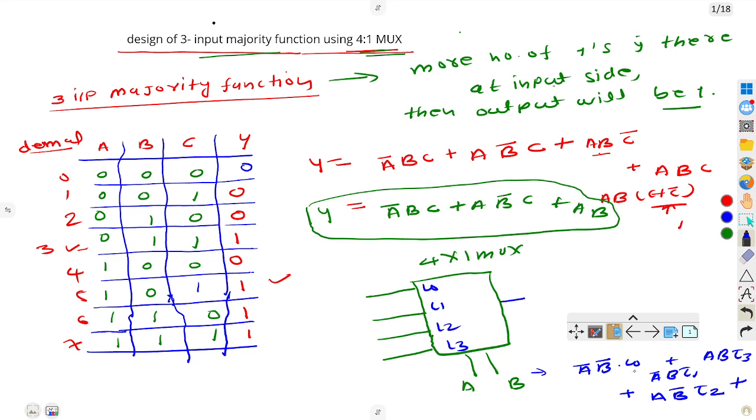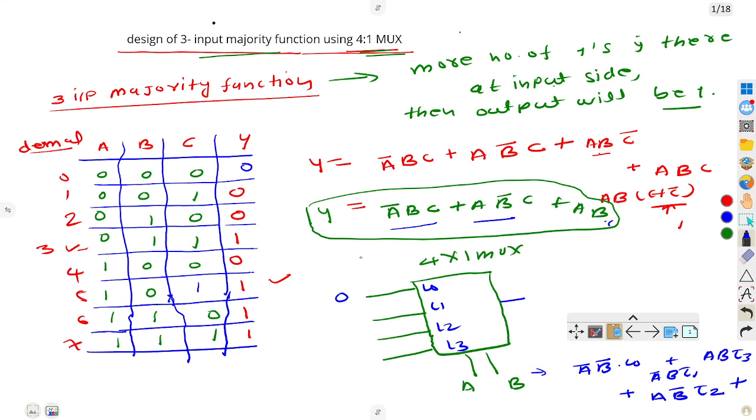So a bar into b bar into I0. In that expression, no a bar into b bar is there. Only a bar b, a into b bar plus a b is there. Nothing is there, then 1. So this expression will become 0, because a bar into b bar is not there in that expression. Because of that, this is the expression of the 3 input majority function.